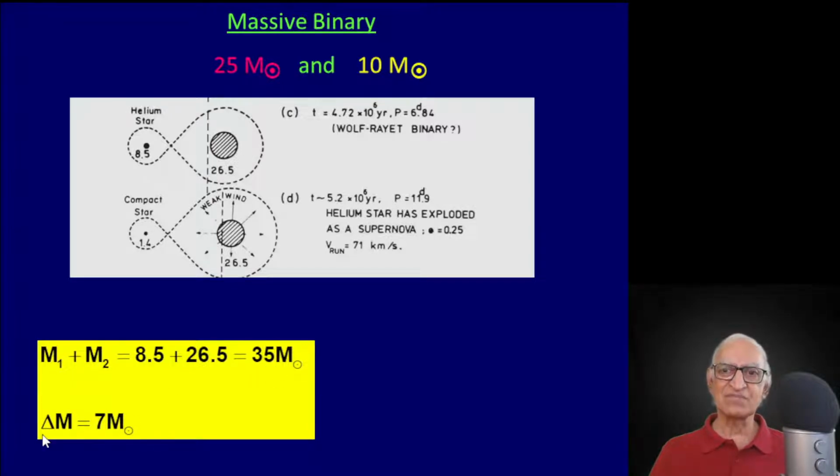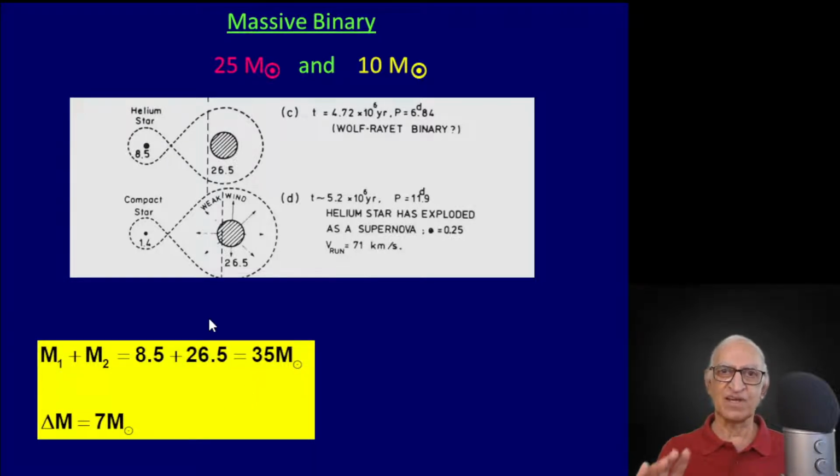So m1 plus m2 is 35 solar mass. Delta m is only 7 solar mass or 7.1 solar mass, because 8.5 was the mass of the helium star, and we are left with the stellar remnant of 1.4 solar mass, the neutron star. Therefore, the mass ejected is 7 solar mass. 7 solar mass is certainly less than half of 35 solar mass, and therefore the binary will not be disrupted during the first supernova explosion.